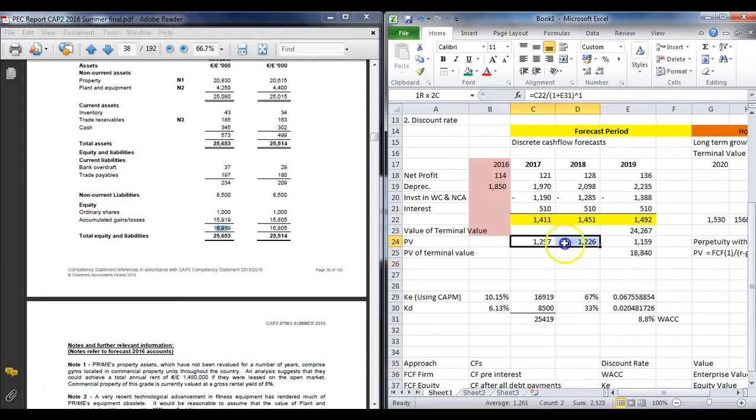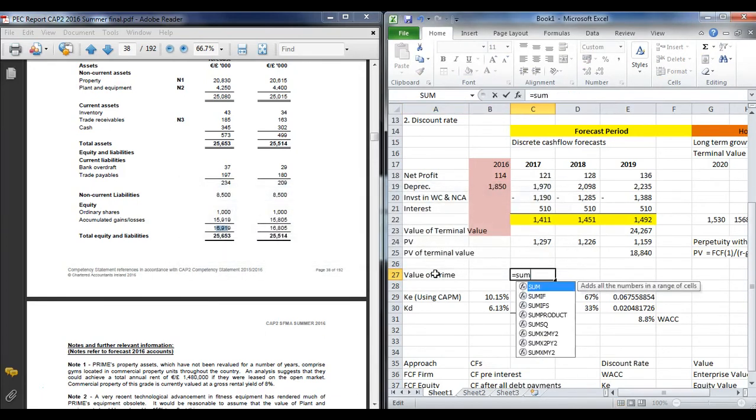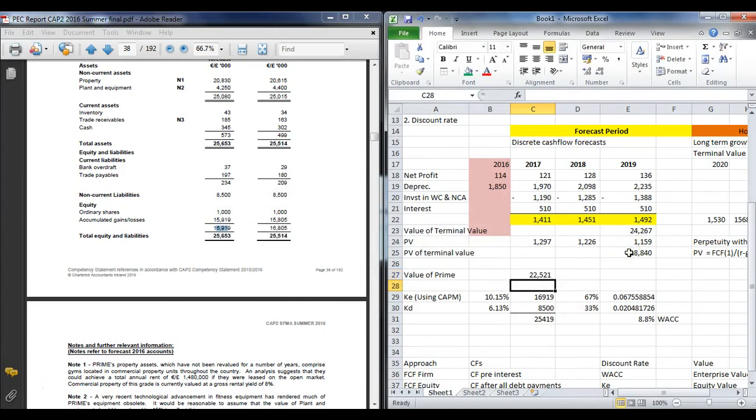So now it is these set of cash flows, the three distinct ones from the forecast period, and the present value of the terminal value, added all together, giving us a total value of Prime. The sum is about 22.5 million. Now you may get different variations depending on what assumptions you used for the WACC, but in and around 22 to 23 million will be the value of Prime, and that is the firm.